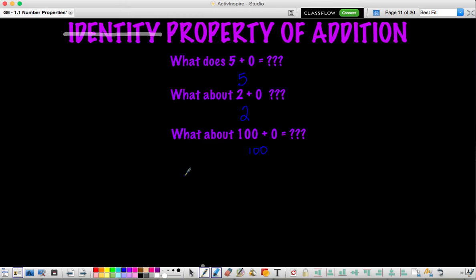And this even extends to fractions. So if I have 3/4 plus 0, that's still going to be 3/4. And even decimals, if I have 1 and 800ths plus 0, because it's adding a 0, it's going to stay the same. So that identity property of addition is when you add 0 to any number, that number stays the same.